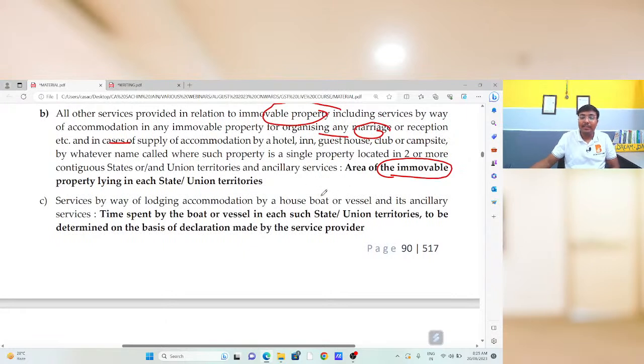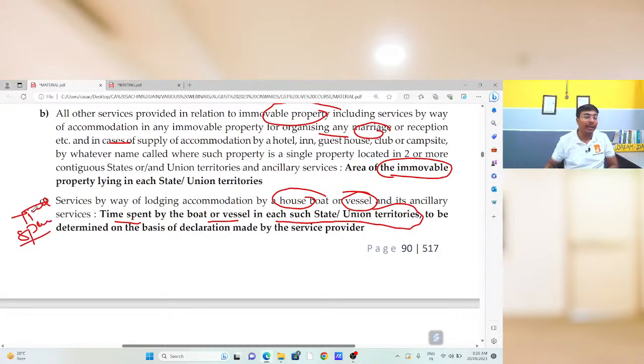Now, if the service is related to a houseboat or vessel, Srinagar and other lake towns have multiple houseboats. Houseboats run from one location to another. In that case, what will be the place of supply? Suppose one houseboat is available for 15 days in Rajasthan, then it crosses the territory of Rajasthan and enters Gujarat, and after that enters Maharashtra. In that case, we need to decide according to the time spent by the boat or vessel in each state or union territory.